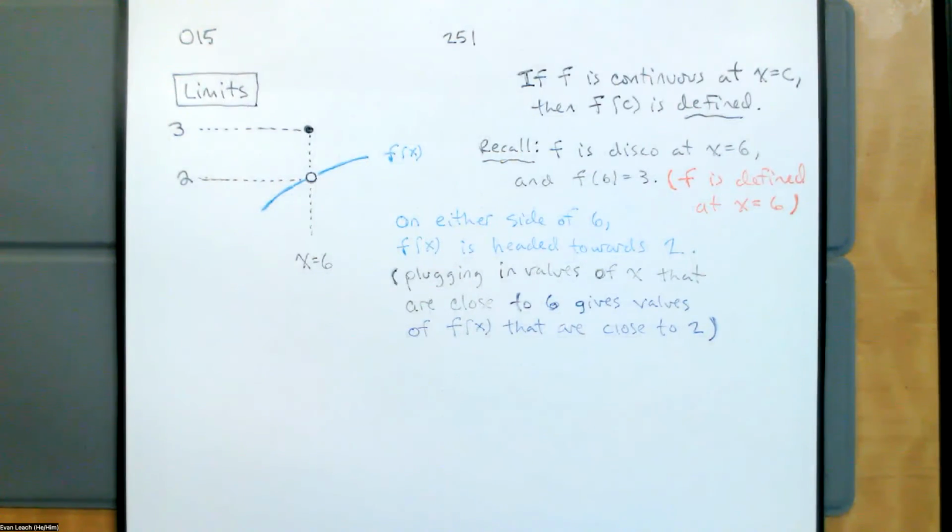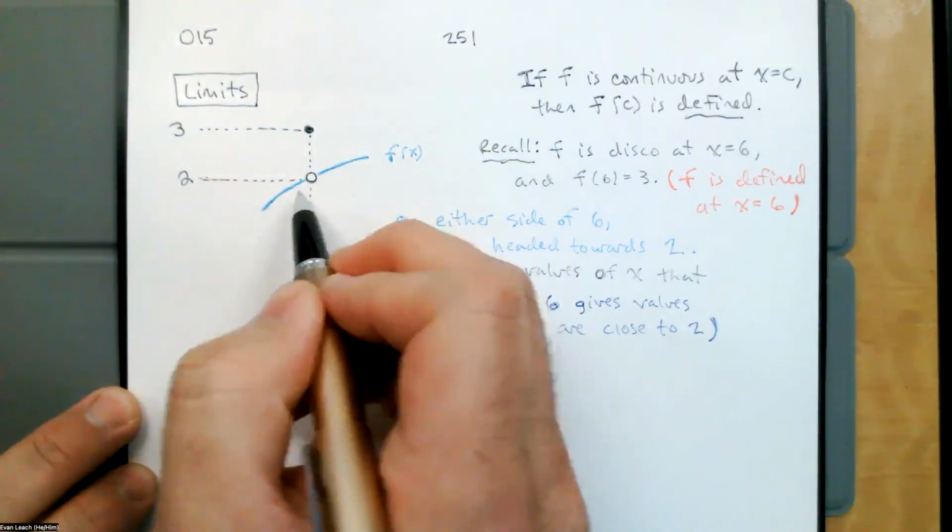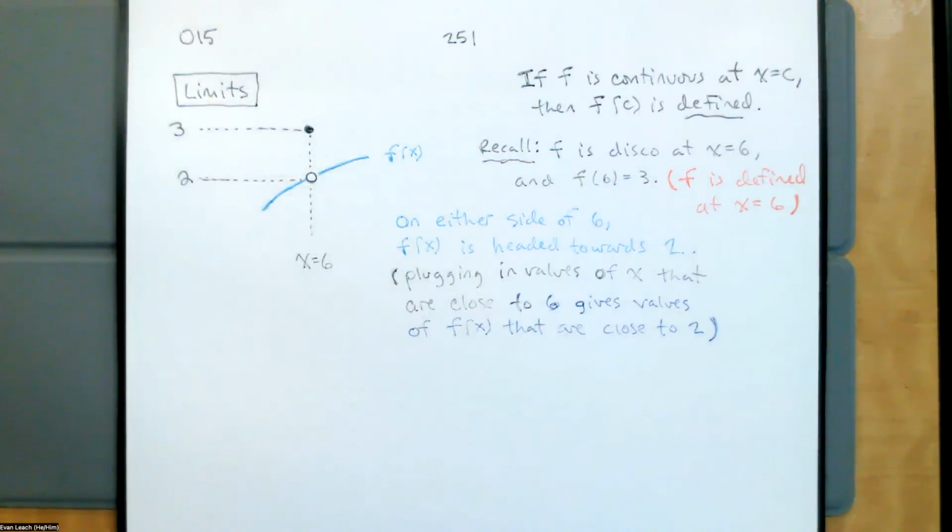Plugging in values of x that are close to 6 is giving us values of f of x that are close to 2. So the function is headed towards 2 on both sides. But when we get to 6, the value of the function is not 2. It's not what we expect.